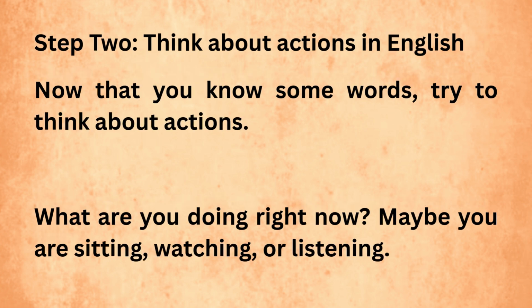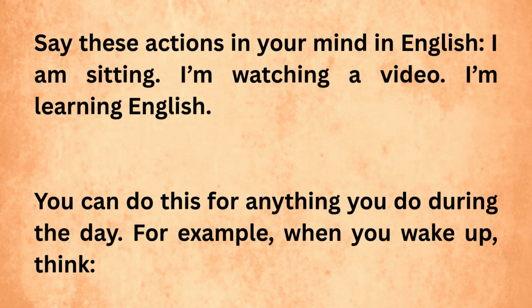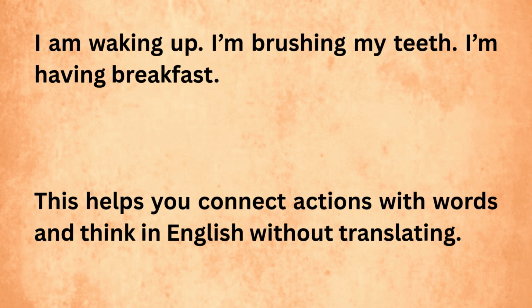Step 2. Think about actions in English. Now that you know some words, try to think about actions. What are you doing right now? Maybe you are sitting, watching, or listening. Say these actions in your mind in English. I am sitting. I'm watching a video. I'm learning English. You can do this for anything you do during the day. For example, when you wake up, think, "I am waking up. I'm brushing my teeth. I'm having breakfast." This helps you connect actions with words and think in English without translating.